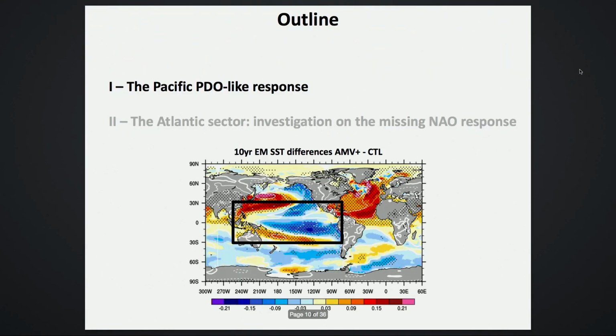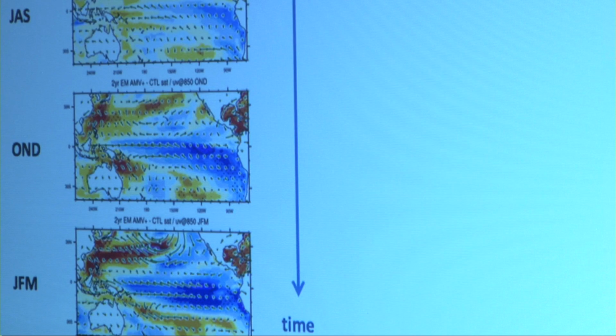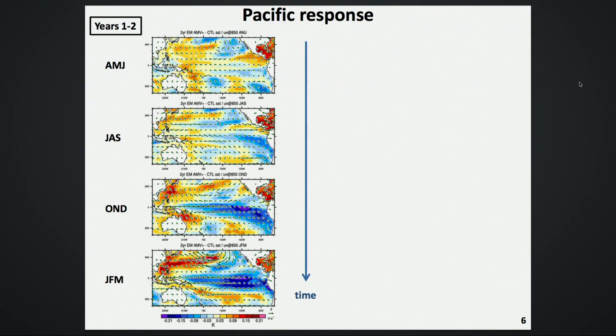So today, I would like to mainly focus on the Pacific part of the response, and I'm going to explain how this response happened. To explain how it happened, I just focus for the moment on the first 2 years of the simulation. So this plot represents the SST difference between the AMV plus and the control simulation, in color. And the arrows represent the wind at 850 hectopascal.